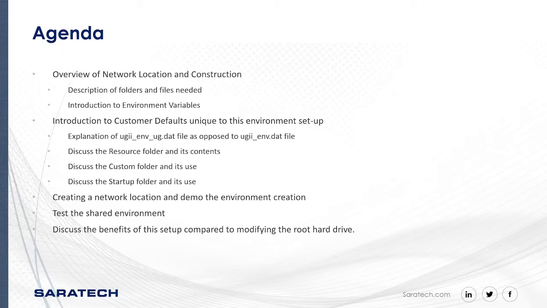We're going to go through an explanation of what the Ugii env.ug.dat file is, as opposed to the Ugii env.dat file, and what those drive and what purpose they serve. Then we're going to discuss the resource folder and its contents, what they do for the CAM environment, and what information is located in that folder. Now, as I said before, with customer defaults we have a custom folder. What is its intended purpose, and what does NX do with the custom folder? And then, what is the startup folder?